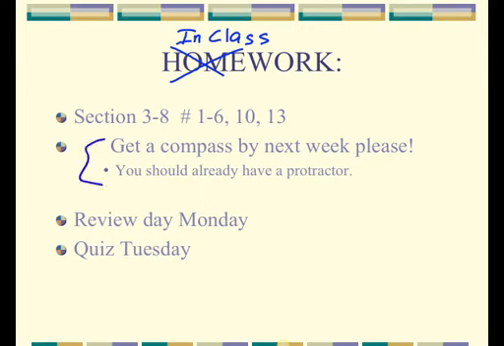You should have a protractor already, and you do need a compass by next week. You'll be very, very lost if you don't have one to use and work through the examples that we're going to do together in class. We'll spend some time reviewing on Monday, and then quiz on Tuesday. All right. See you soon.